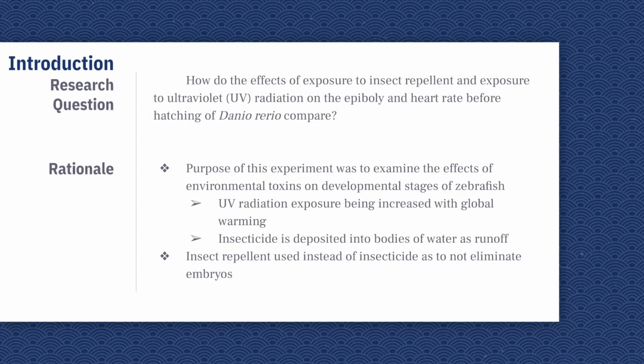The purpose of this experiment was to examine the effects of environmental toxins on developmental stages of zebrafish. This was done by examining two stages of development, 24 and 48 hours after fertilization. In this experiment, insect repellent was used as a substitute of insecticide so that the embryos were not completely eliminated, but the effects were still mimicked on a smaller scale.